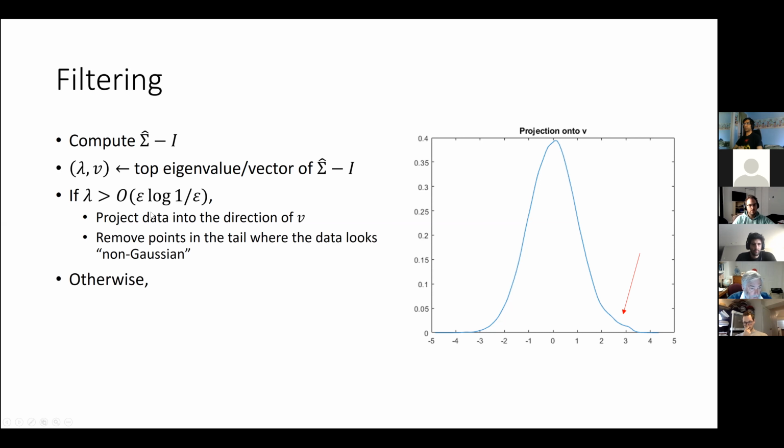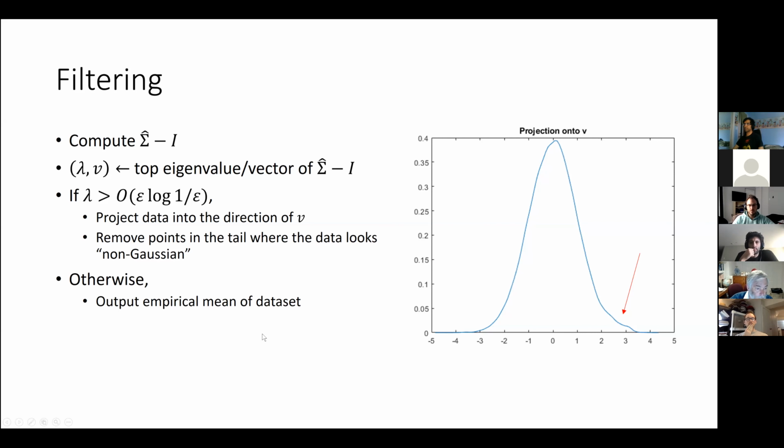So that's what happens if we have a top eigenvalue which is large. We project in that direction and sort of fix things up in this direction. Otherwise, if the top eigenvalue is small, then the intuition we gave in the previous slide, the contrapositive of that statement, will say that the empirical mean is actually accurate. And in fact, we can just report the empirical mean of the data set, and that'll be a good estimate for the true mean of the data set.